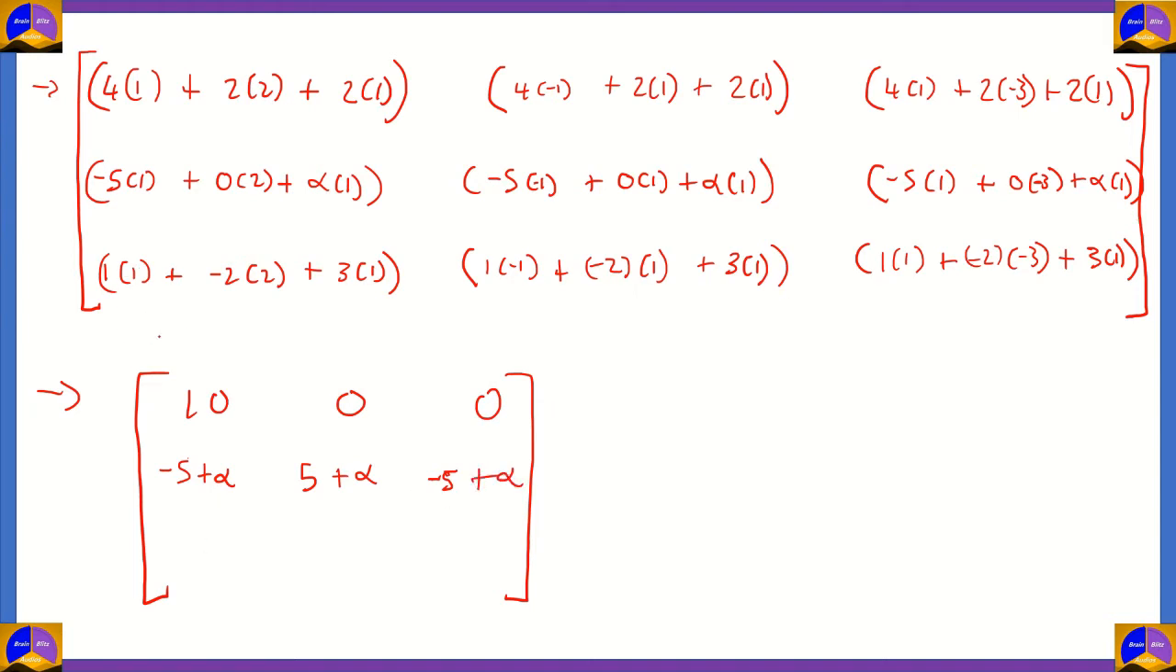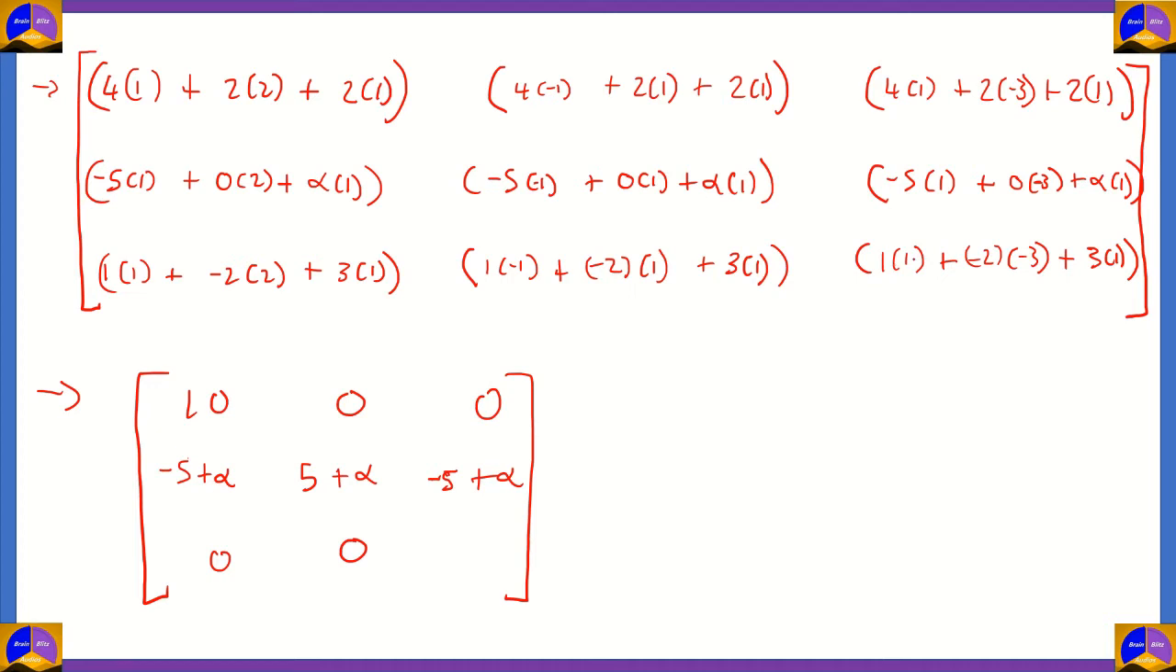So here in the last row, we have 1 minus 4 plus 3. 1 plus 3 is 4. 4 minus 4 is 0. Again, 1 times minus 1 is minus 1. Minus 1 plus minus 2 gives you minus 3. Minus 3 plus 3 gives you 0.